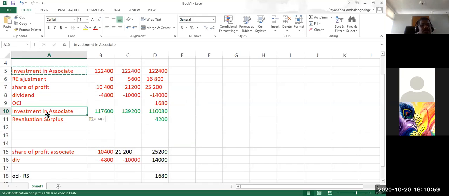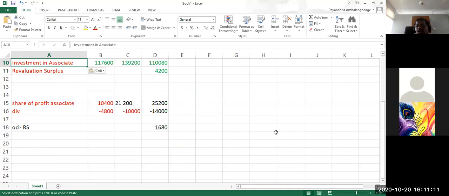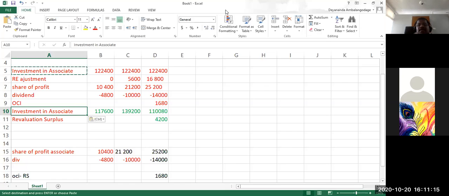Headline: investment in associate, so much; revaluation surplus, share of profit, dividend, and because here it is dividend revenue, not the income, OCI. That's all. So I think with that, that question is over.